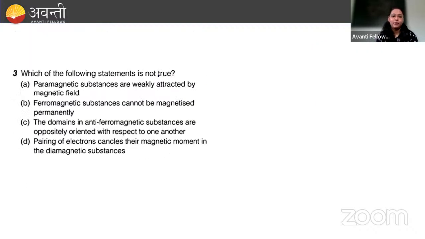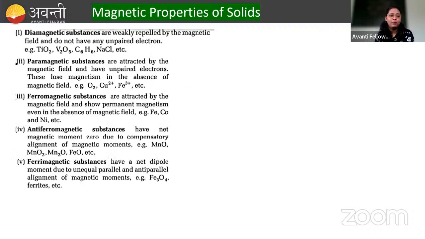Which of the following statements is not true? So here we need to consider a statement which is not true about magnetic properties. You know that there are diamagnetic, paramagnetic, ferromagnetic, antiferromagnetic and ferrimagnetic substances. These are the different kinds of substances. What is diamagnetism? A diamagnetic substance is weakly repelled by a magnetic field, and it does not have any unpaired electrons.